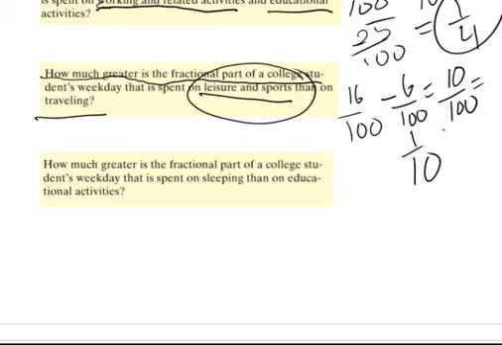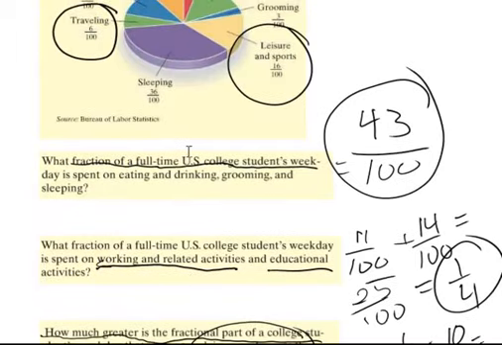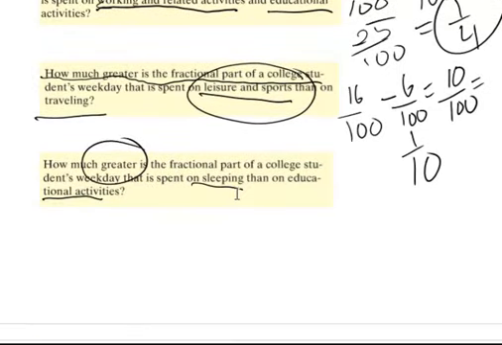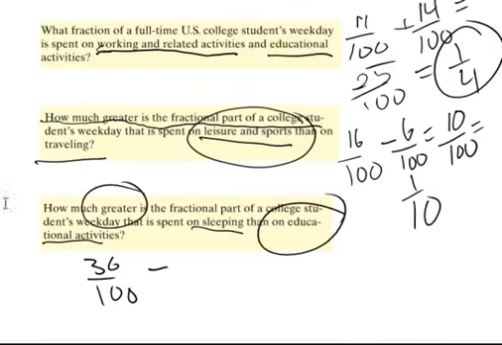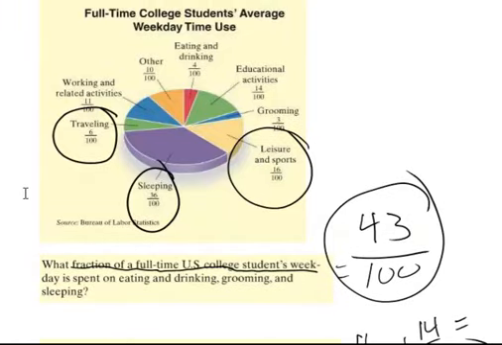All right. And so for the last problem here out of 3.1, it says, how much greater, again, telling me I'm going to subtract, is the fractional part of a college student's weekday that is spent on sleeping than on educational? Okay, so I want to come back and I want to look for sleeping. So sleeping, we spend 36 over 100. So I'm going to write that number down. So I have 36 over 100 minus the educational part. So the educational part is right here, which is 14 over 100.